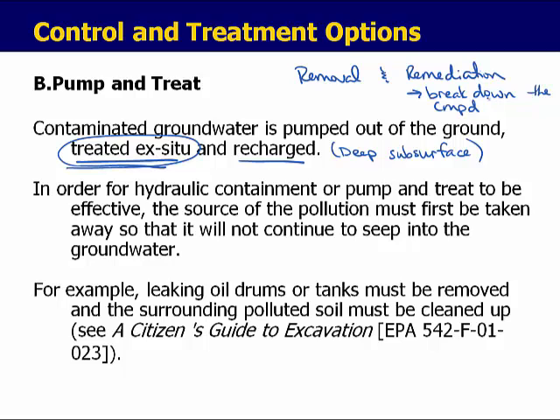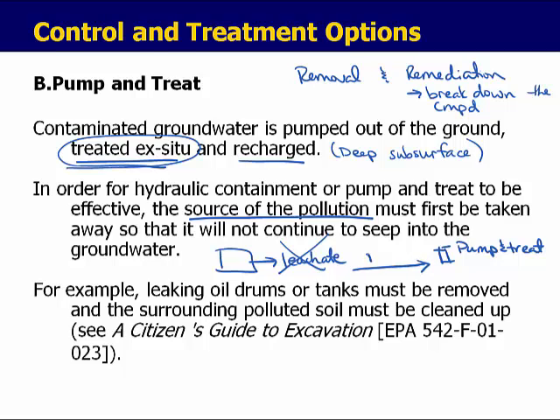In order for hydraulic containment or pump and treat to be effective, we must remove the original source of the pollution. You can imagine if you have a landfill here that continues to seep leachate into the subsurface. Instead of treating here with a pump and treat forever, we first want to remove the leachate, the source of the pollution, and then we just have to pump and treat the residual. For example, leaking oil drums or tanks must be removed, and the surrounding polluted soil must be cleaned up.